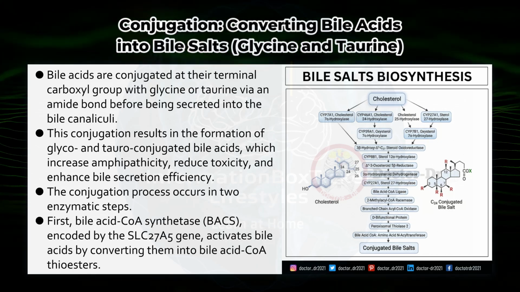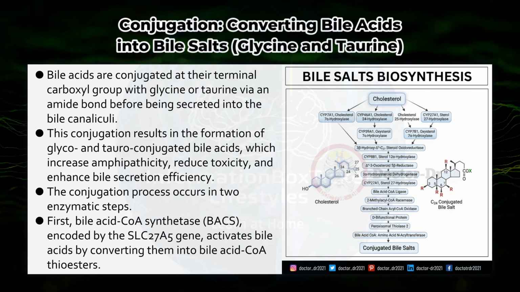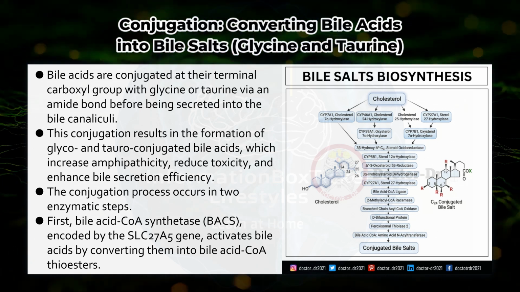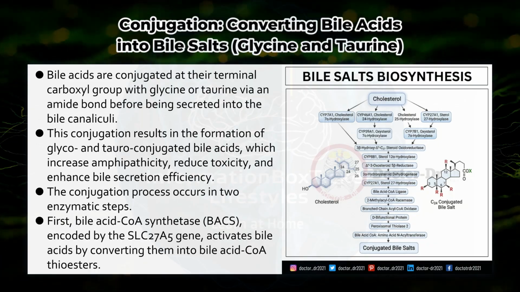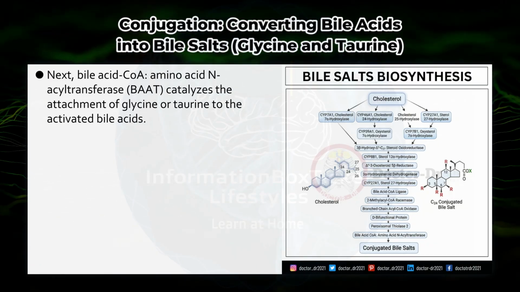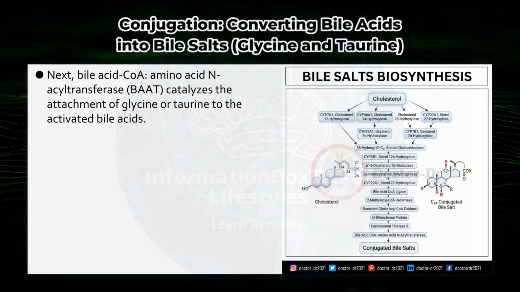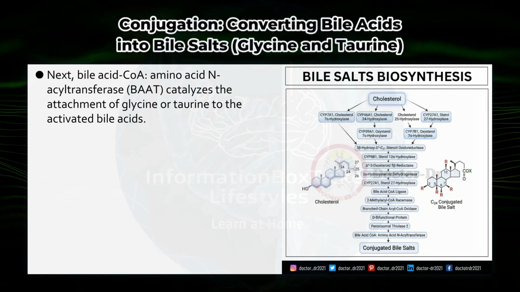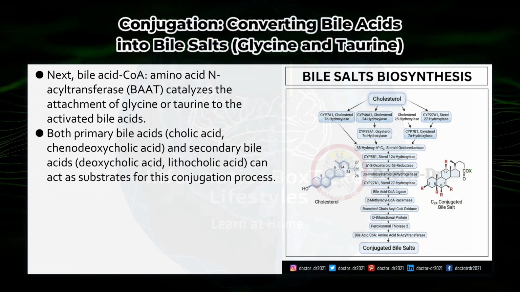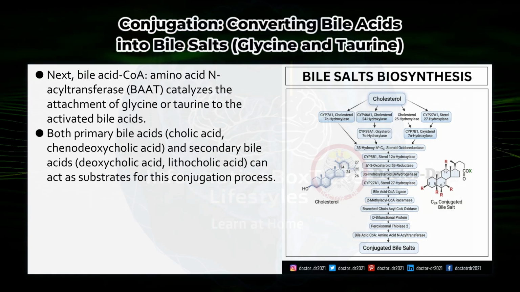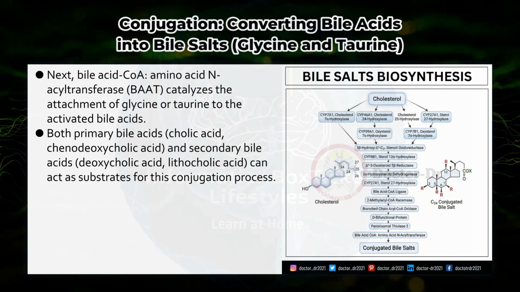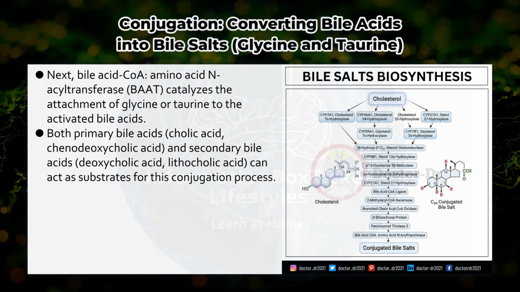The conjugation process occurs in two enzymatic steps. First, bile acid CoA synthetase, BACS, encoded by the SLC27A5 gene, activates bile acids by converting them into bile acid CoA thioesters. Next, bile acid CoA amino acid N-acyltransferase, BAAT, catalyzes the attachment of glycine or taurine to the activated bile acids. Both primary bile acids, cholic acid, chenodeoxycholic acid, and secondary bile acids, deoxycholic acid, lithocholic acid, can act as substrates for this conjugation process.